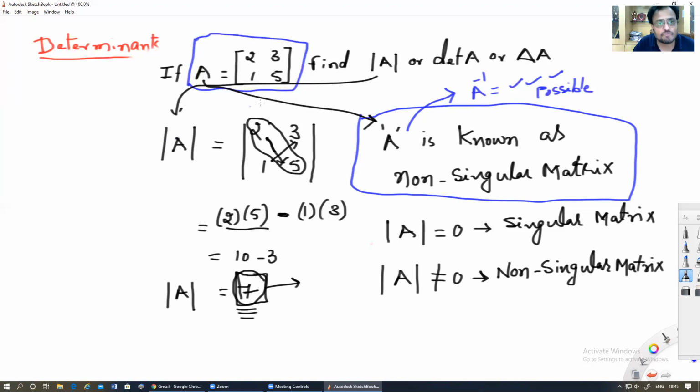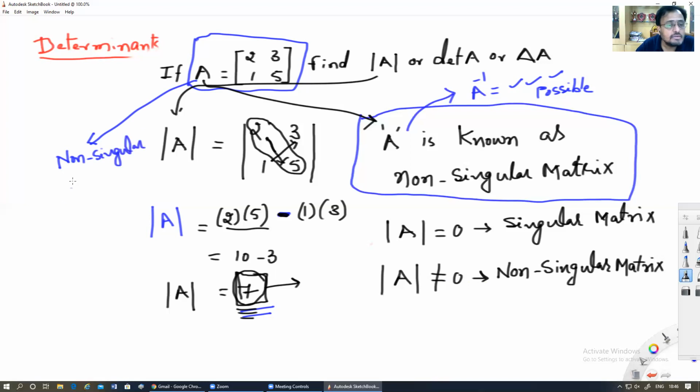To find the determinant of A, we write the determinant of the A matrix elements. Whenever you find the determinant of any matrix, first multiply the principal diagonal elements. After completing the multiplication, put a minus sign and multiply the other diagonal elements. So here 2 fives are 10, minus 3, that is equal to 7. But here the answer is not equal to 0. Since the answer is not equal to 0, this given matrix is going to be called a non-singular matrix.